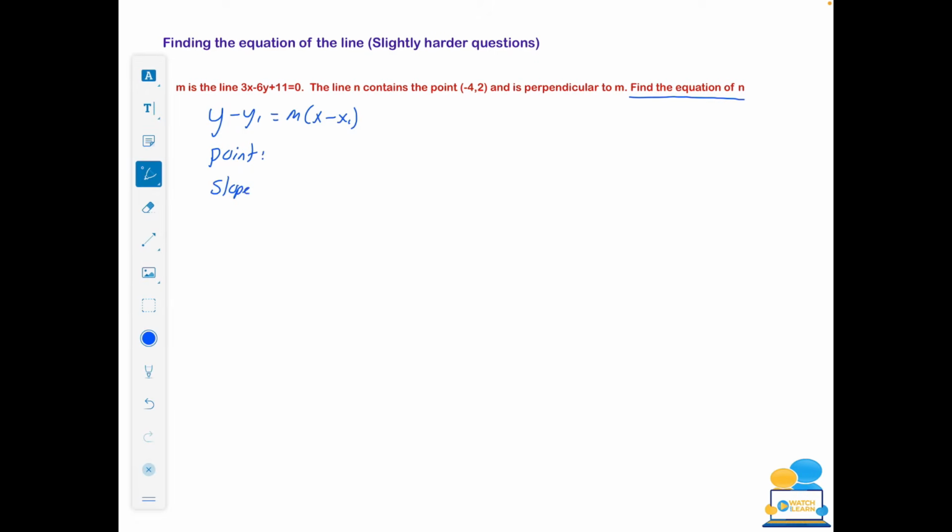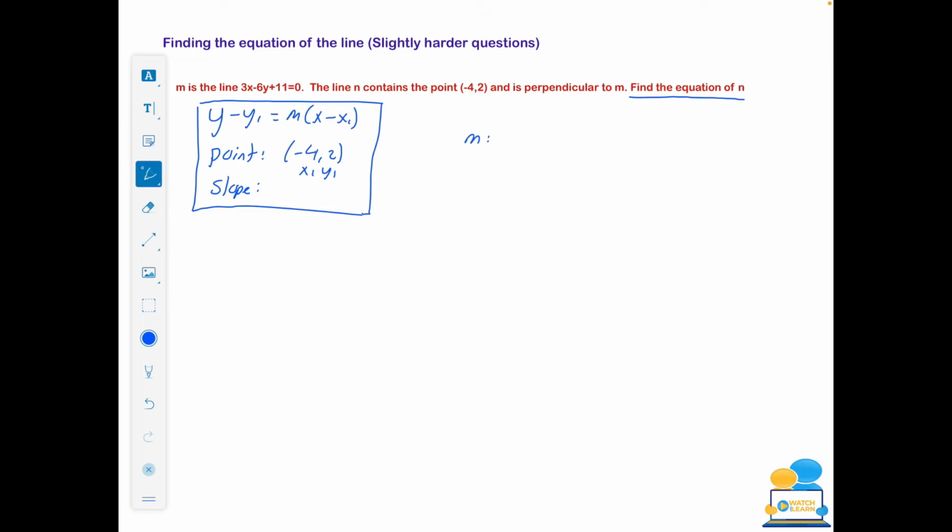Okay, point and slope. Do I know a point on n? I do. It's (-4, 2). I'll label that as my x1, y1. Do I know the slope? No. So again, I know one point. I can't use the formula because I need two points for that. I can't do rise over run because I need to have a graph drawn.